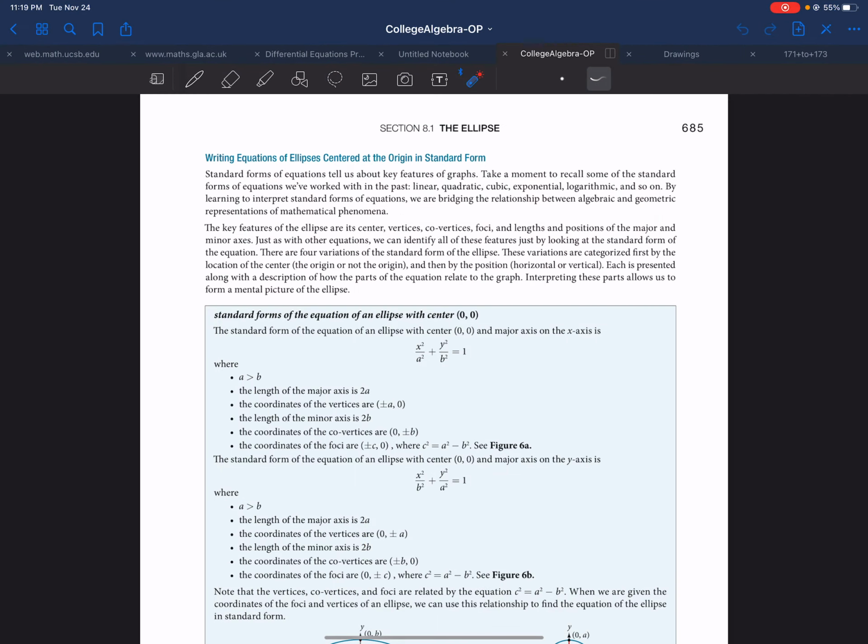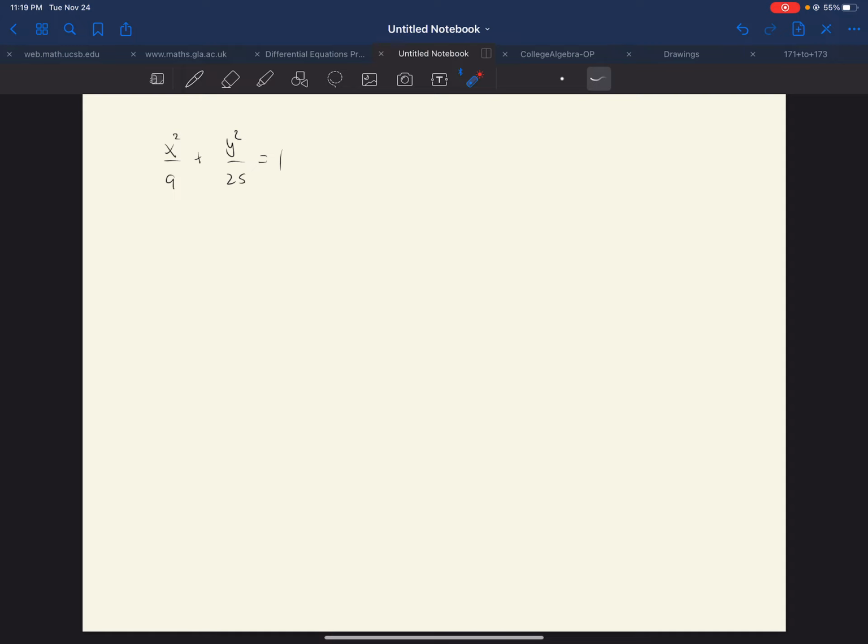So let's go back to this and say, so here we go. It's x squared over, I just call it x squared over a squared plus y squared over b squared equals 1.